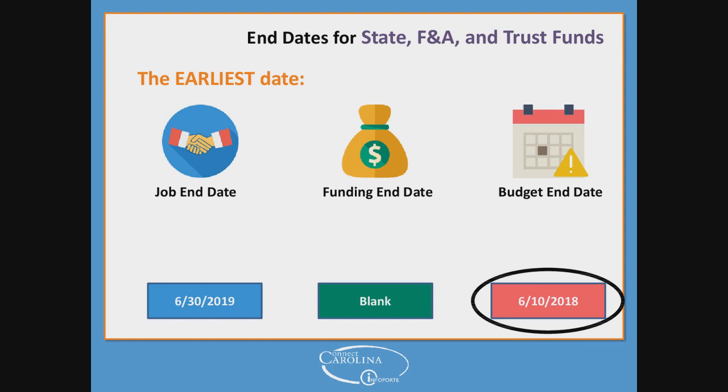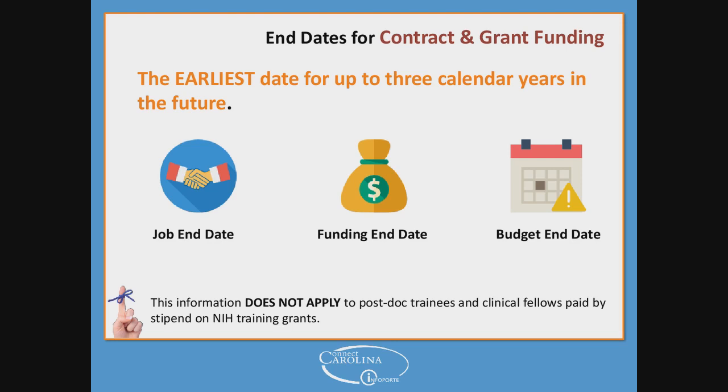So for state F&A and trust, it's a little bit simpler because, you know, you're only going to go out to the end of that fiscal year at most. So that's where it's a little bit simple on those. Understanding the paychecks and the difference between monthly and biweekly is a little bit tricky, but the dates themselves are pretty straightforward. So we're going to move on to contract and grant funding.